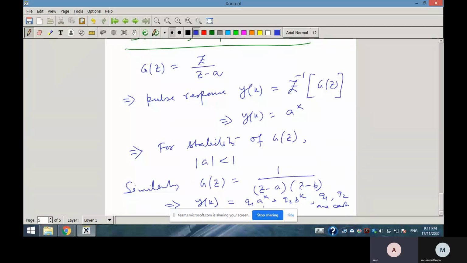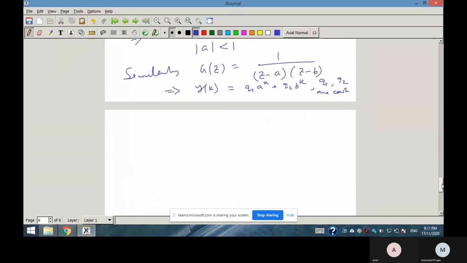So here also you can see that yk is stable if mod A is less than 1, as well as mod B is less than 1. So what is the implication? 1 is playing an important role. Then, for stability of this Gz, mod A should be less than 1, as well as mod B should be less than 1.